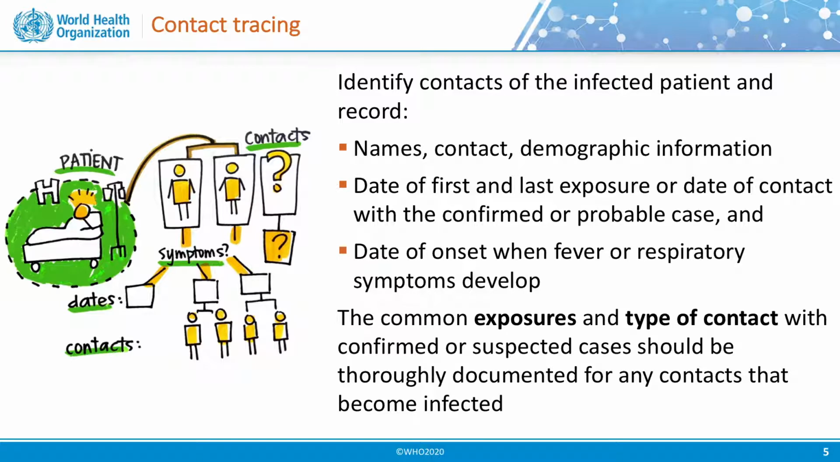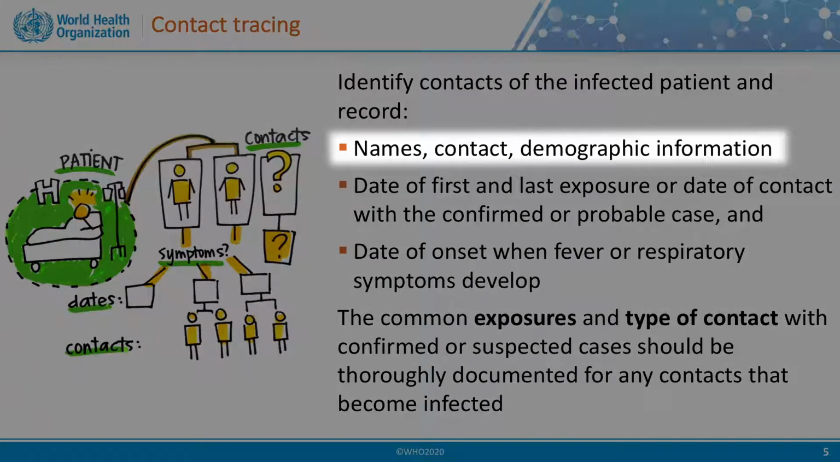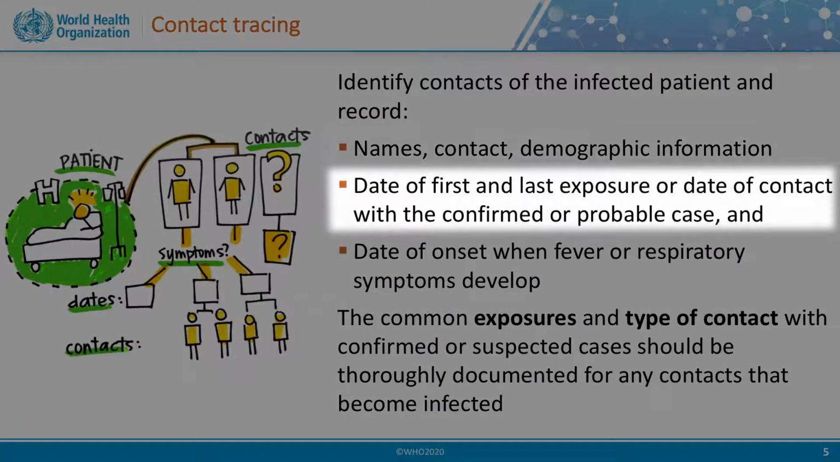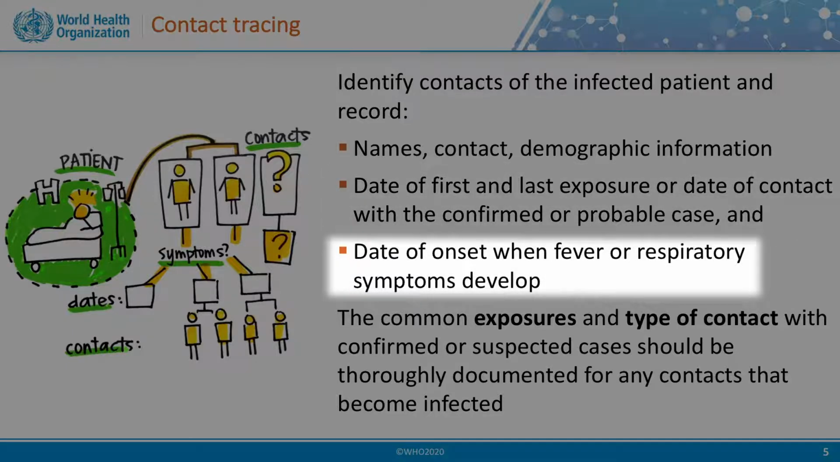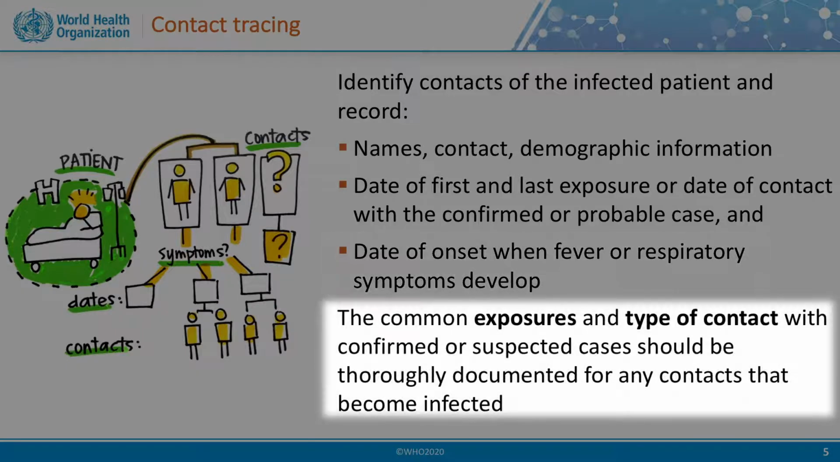Contact tracing is where you identify contacts or people of the infected patients, and you need to record certain information to be able to follow them over a certain number of days. This includes their names, their contact and demographic information, the date of the first and last exposure, or the date of contact when the confirmed or probable case was identified, and the date of onset when fever or respiratory symptoms developed. The common exposures and the type of contact with the confirmed or suspect case should also be thoroughly documented for any contacts that become infected.